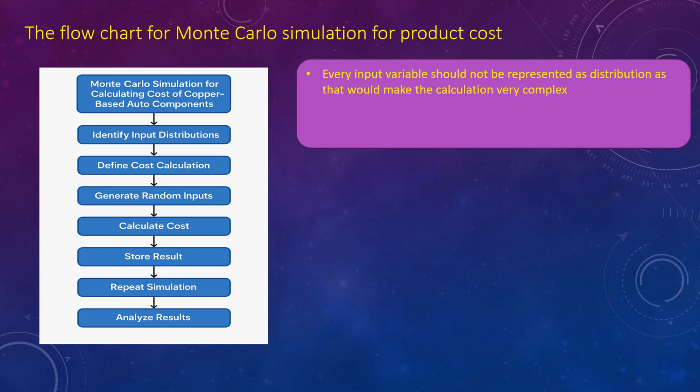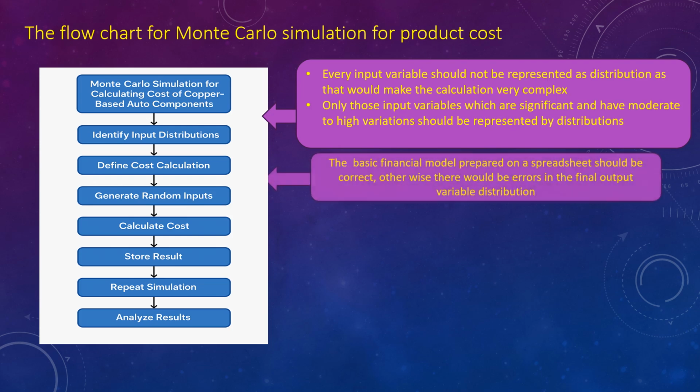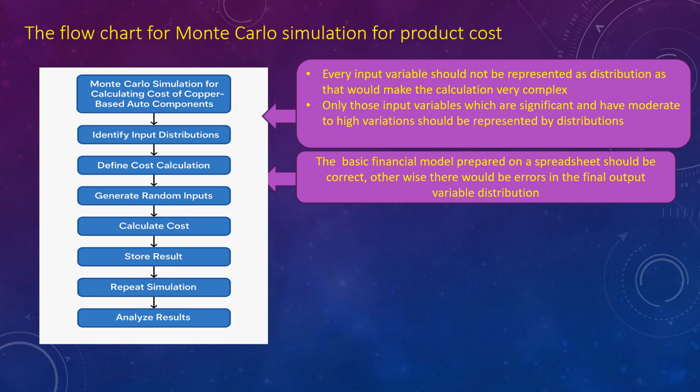Every input variable should not be represented as a distribution, as that would make the calculation very complex. Only those input variables which are significant and have moderate to high variation should be represented by distributions. The basic financial model prepared on a spreadsheet should be correct. Otherwise, there would be errors in the final output variable distribution.